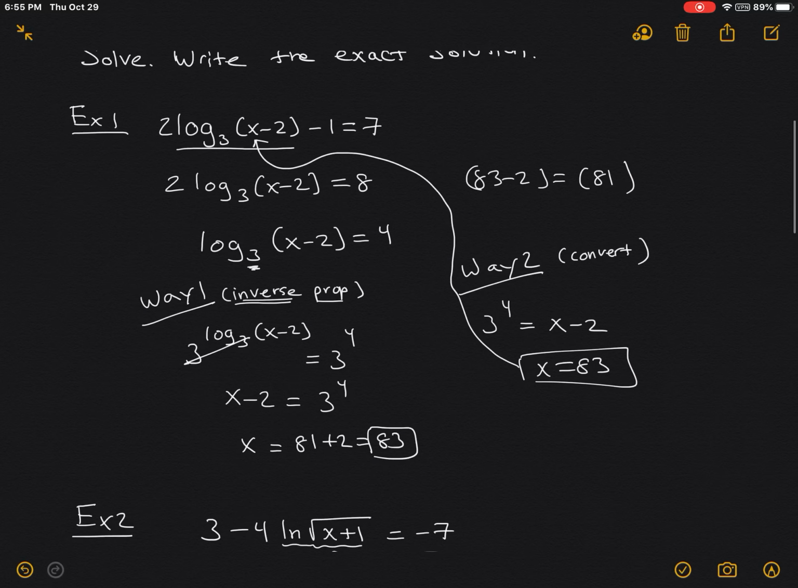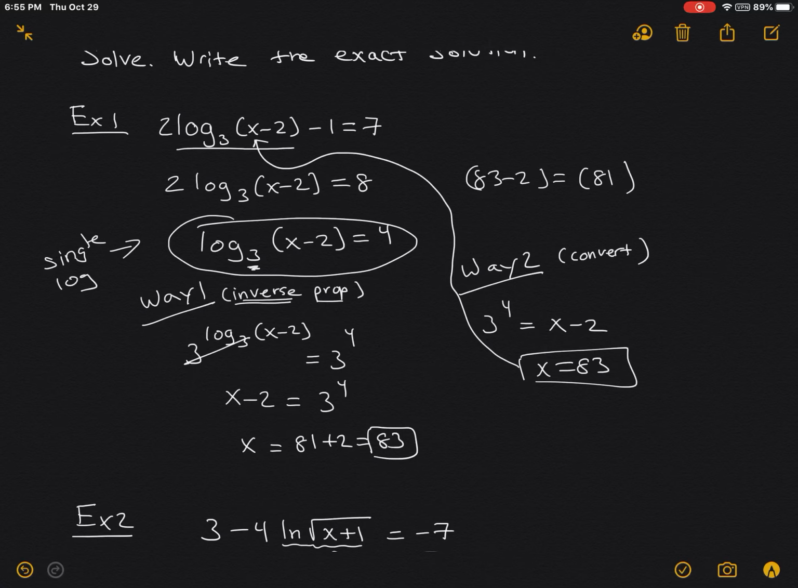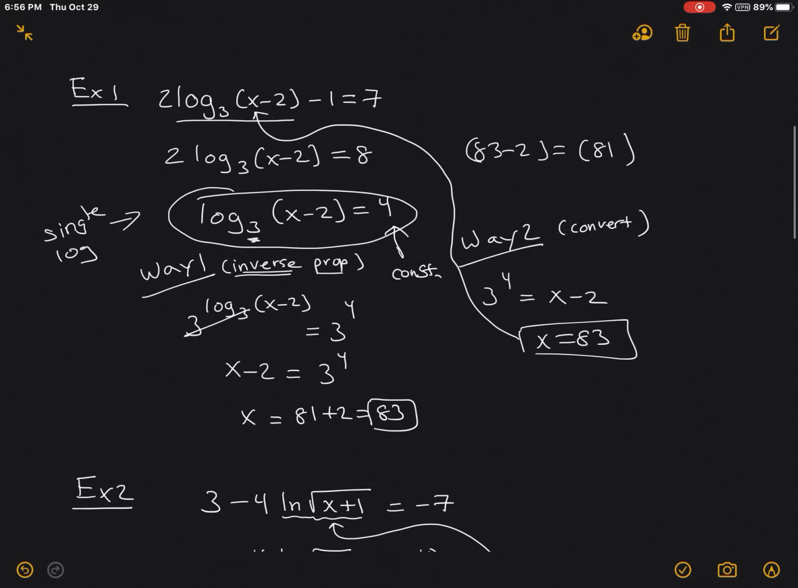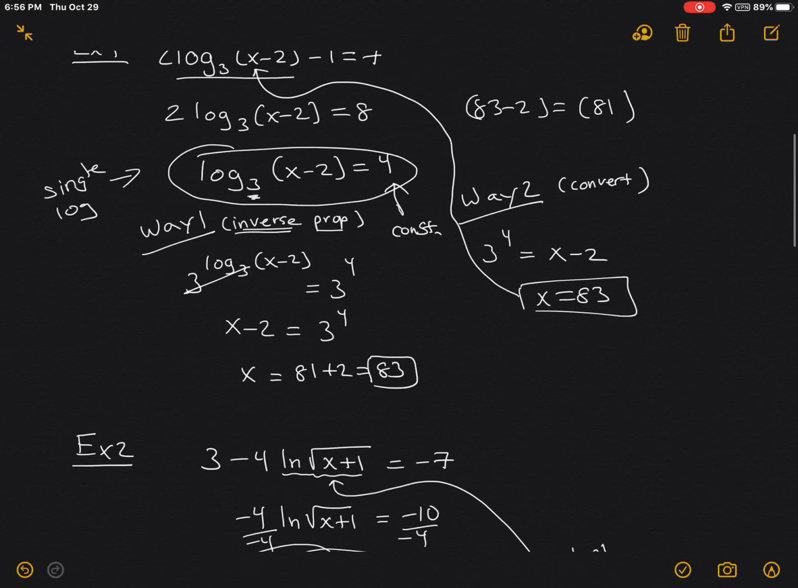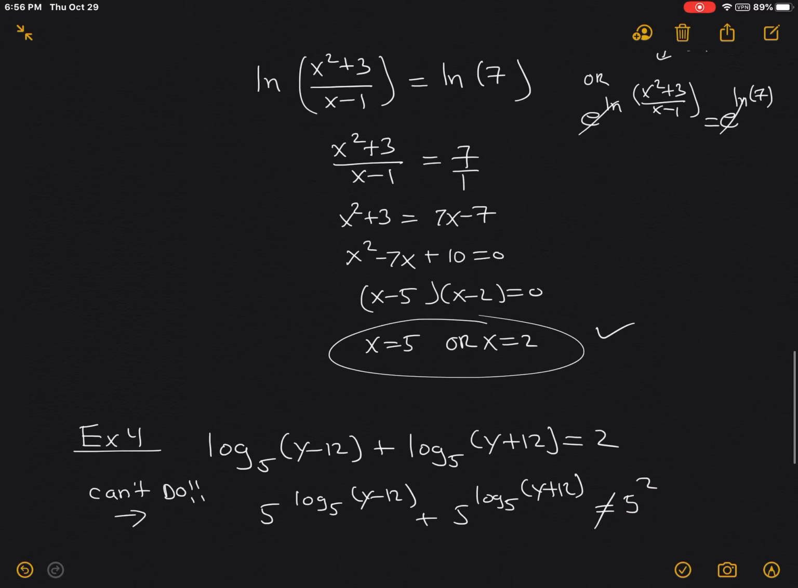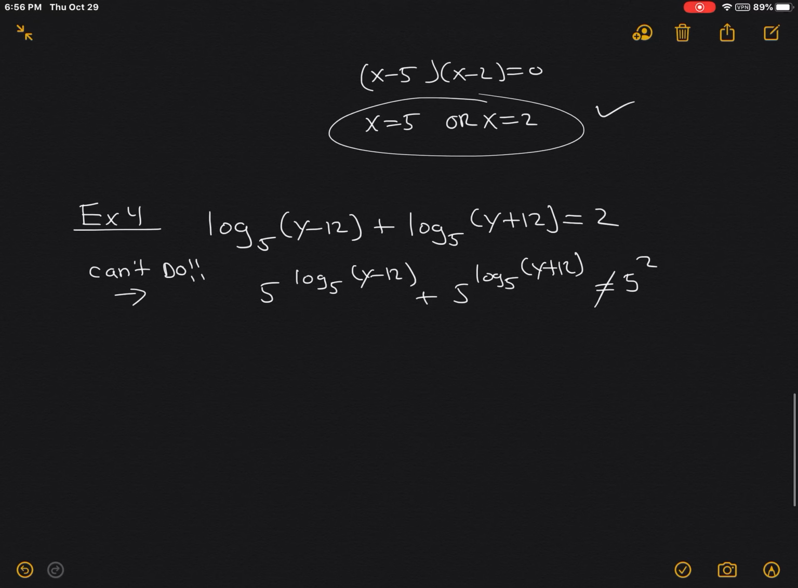So when can I do that? Let me go back to example number 1. Notice on this step right here, back to example 1, right? This is a single log on the left side of the equation. And then on the right side of the equation, there's a constant. That is when you can exponentiate both sides by base 3 or use the inverse property. Okay, so single log, constant term, or single log and single log on the other side. That's the only time you can use the inverse property.